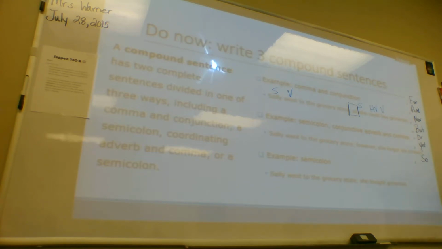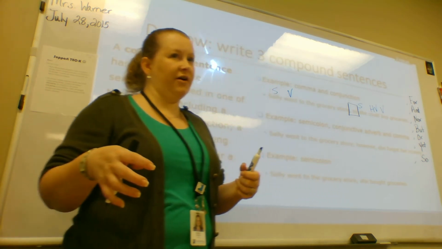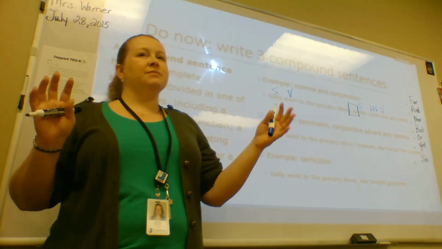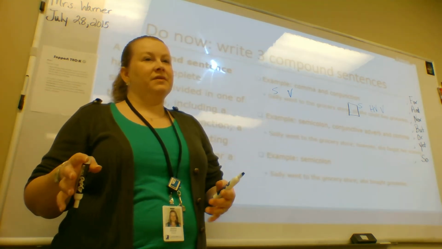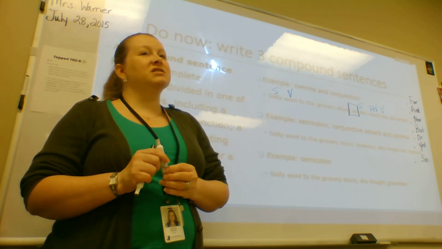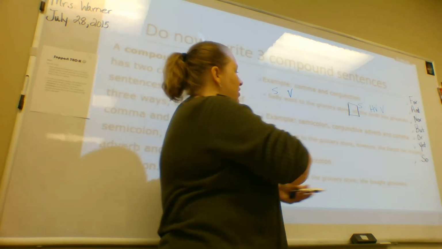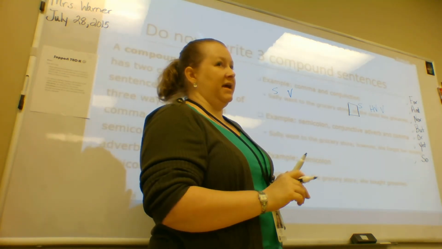So you have a complete sentence over here, you have a complete sentence over here, and the 2 things have to be put together in the appropriate way. There are other ways that we can put compound sentences together, and this one is the most complicated of them. This uses a semicolon, what we call a conjunctive adverb, and a comma. So: Sally went to the grocery store; however, she forgot her money.